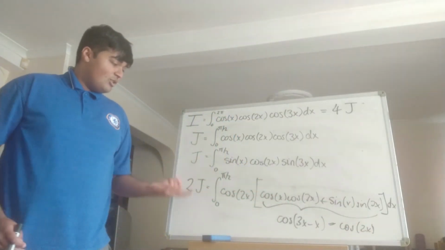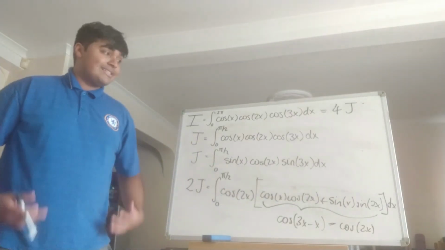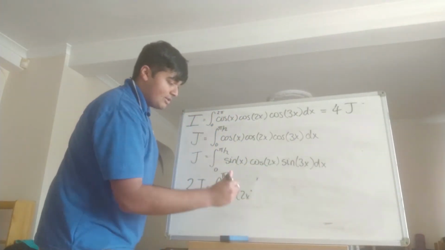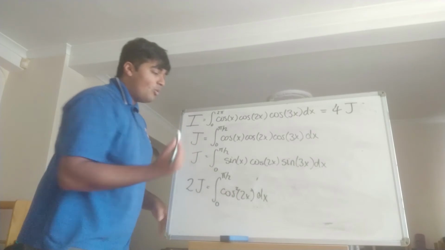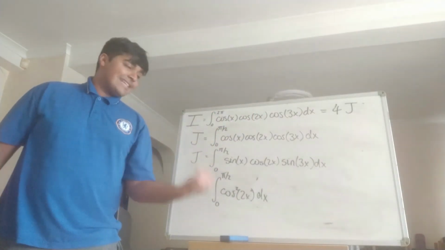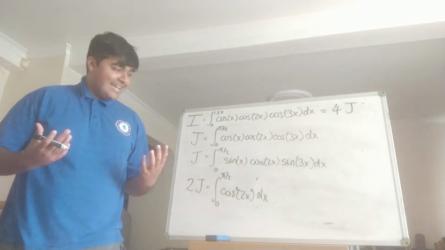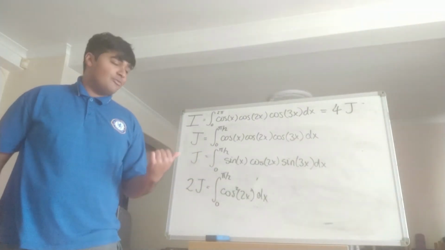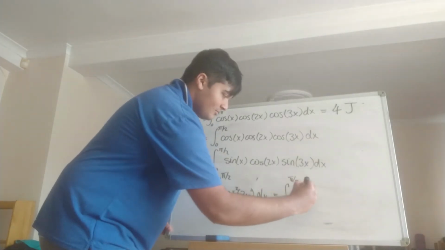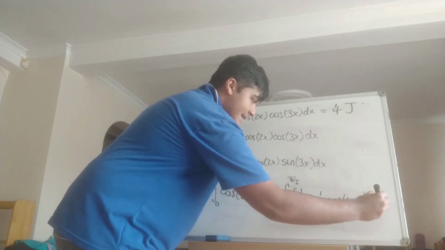So in fact, 2j is just the integral from 0 to pi over 2 of cos 2x times cos 2x dx, which of course we can just write as cos squared 2x dx. So all of a sudden our weird looking integral in terms of cos x, cos 2x, cos 3x has collapsed down into the integral from 0 to pi over 2 of cos squared 2x dx. And now we can just go ahead and use our double angle formula to evaluate this. This is just the integral from 0 to pi over 2 of a half plus a half cos 4x dx.